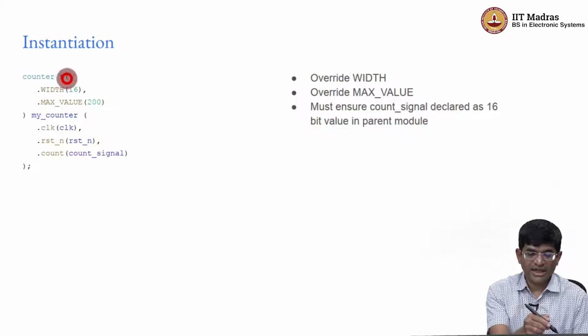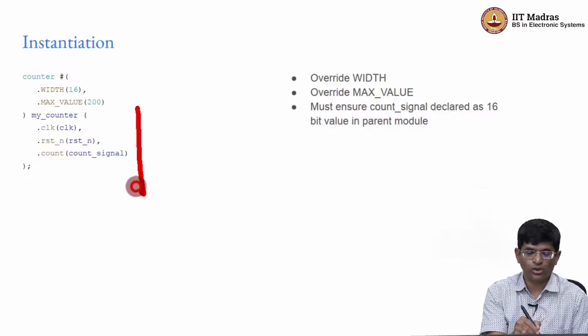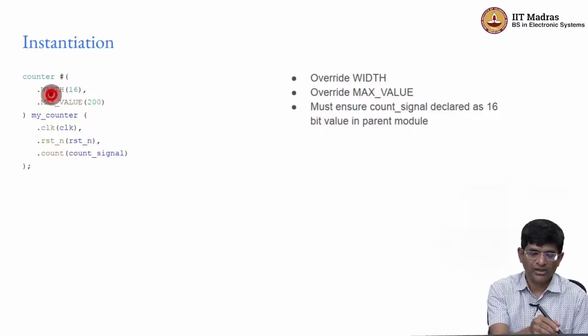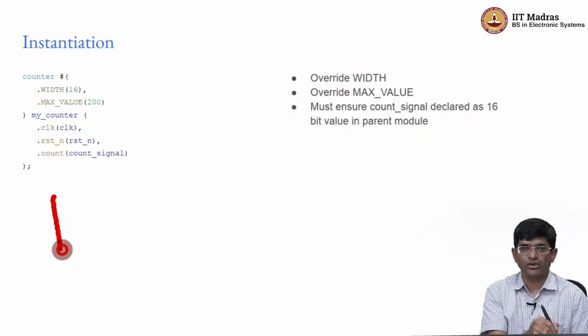But the interesting thing is I have overridden the parameters that I had over here. One of them basically says change the width to be 16. The other one also says change the max value to be 200. Now, where is max value being used? It is going to be used somewhere inside the definition of my module. But wherever the value max value gets used, since I have done an override of max value to be equal to 200, inside my code I will find that max value takes the value 200.